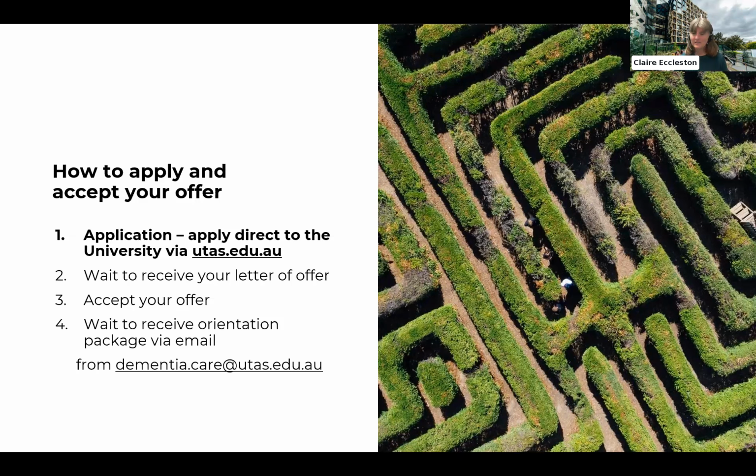So just to run through that process, you apply directly to the university. Once you're sure that your application's gone through, you wait to get your offer, you accept the offer, and then you wait to receive the orientation package that we were talking about. And that's the email address you'll receive it from.